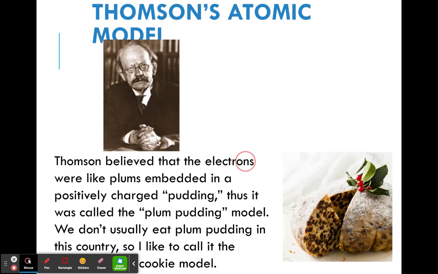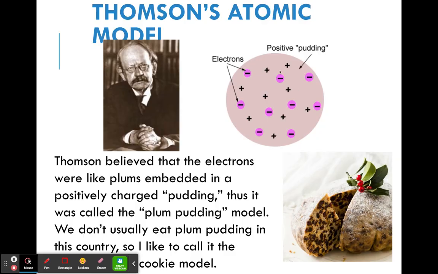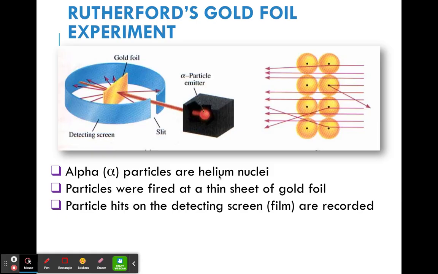So we went from a solid sphere in the Dalton model to now a plum pudding model that has negatively charged particles embedded in this positive stuff. So this is another picture of it. So you have these negative electrons, and then you've got this positive pudding or stuff that is surrounding the negative electrons. So the negative electrons are embedded in the positive stuff. All right, so next in our steps towards developing the model, we come up with Rutherford.